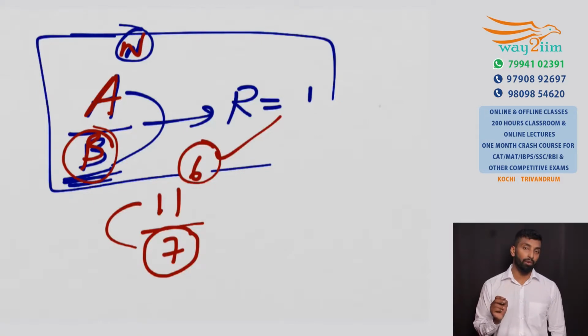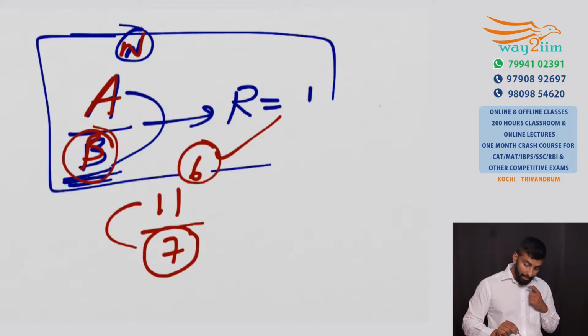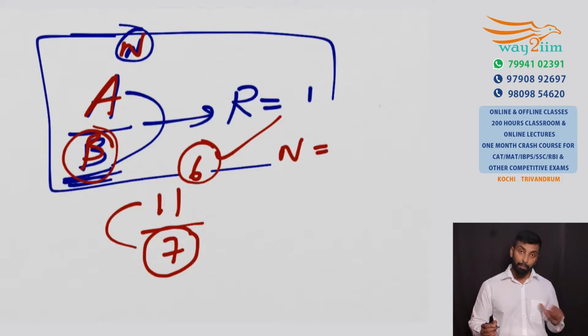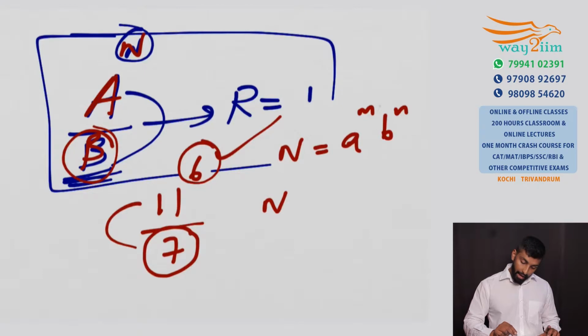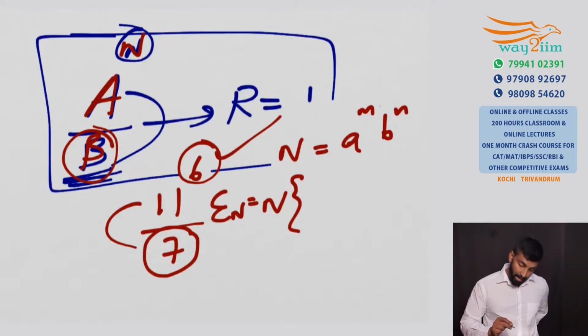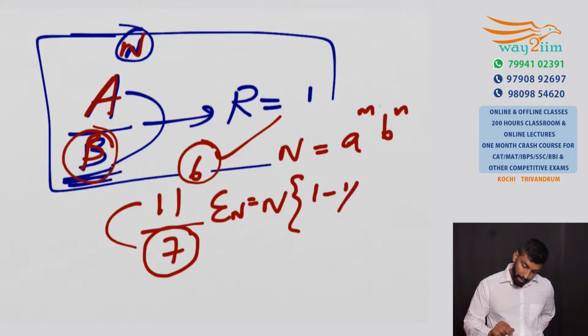So let's try to find what Euler's number is. Euler's number of a number n can be found in this way. If you can write this number as a raised to m, b raised to n. A number can generally be written in this way, right? a raised to m, b raised to n. If you can write it in this way, Euler's number will be n into 1 minus 1 by a into 1 minus 1 by b.